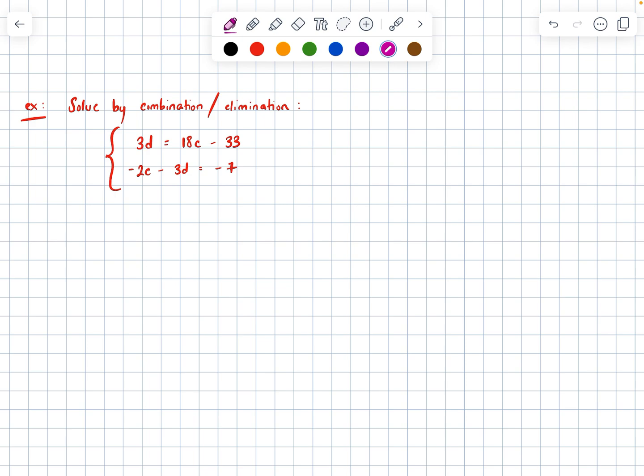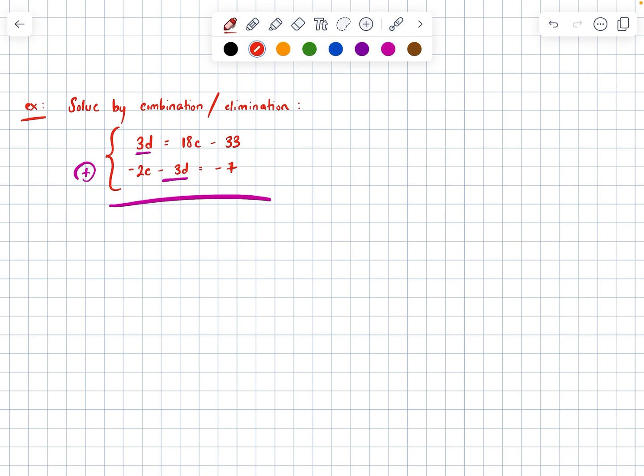All right. So if I'm thinking about which variable is going to go away, I've got a 3d here. I've got a negative 3d here. These guys are the same. I want to find a way to get rid of them. 3d and negative 3d. Would addition or subtraction get these to cancel each other out? Well, if I have a positive and a negative, I want to add these two together.